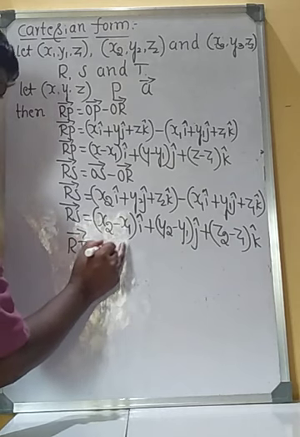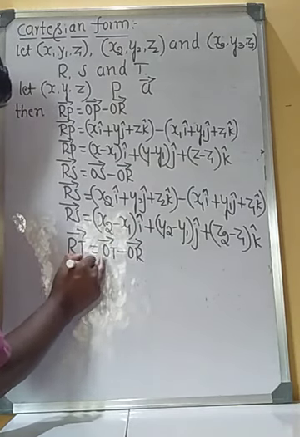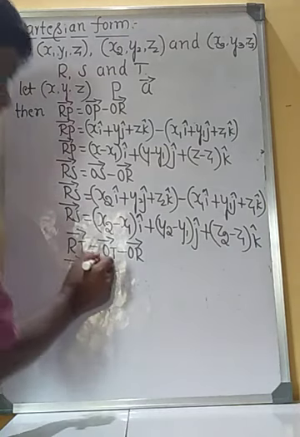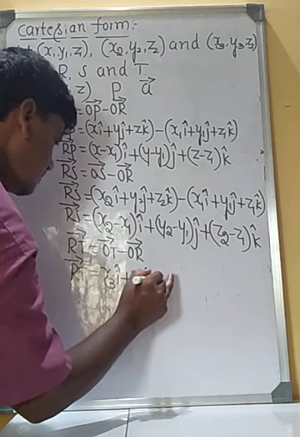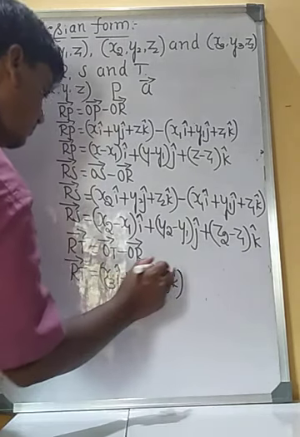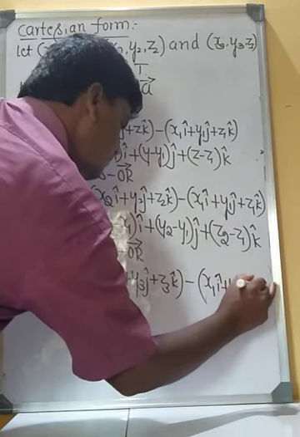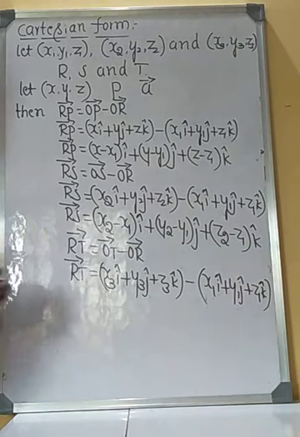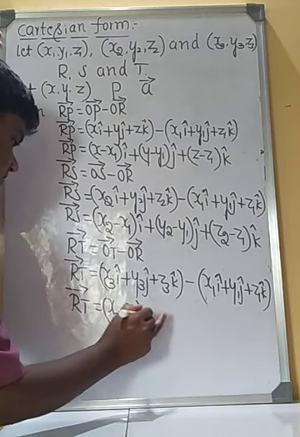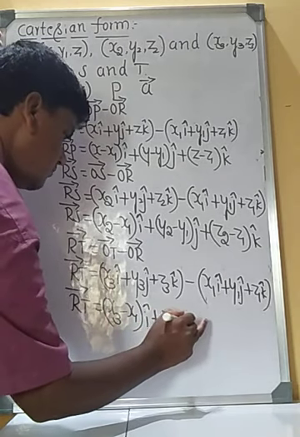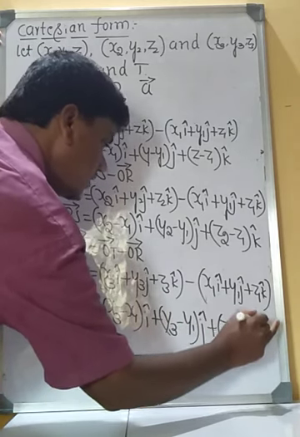And RT vector equals OT vector minus OR. Therefore RT vector is equal to OT, that is x3 i plus y3 j plus z3 k, minus x1 i plus y1 j plus z1 k. Therefore RT vector is equal to (x3 minus x1) i plus (y3 minus y1) j plus (z3 minus z1) k.